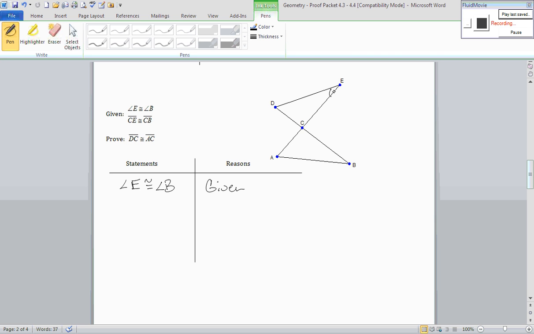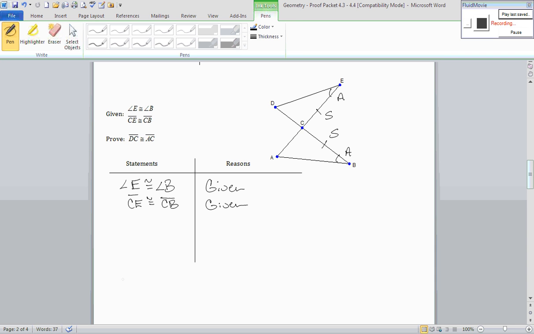Angle B is congruent to angle E. Angle congruent statement, angle congruent statement. Then I'm going to copy down line segment CE is congruent to line segment CB. That's given. And I'm going to mark that CE congruent to line segment CB. This is a side congruent statement.